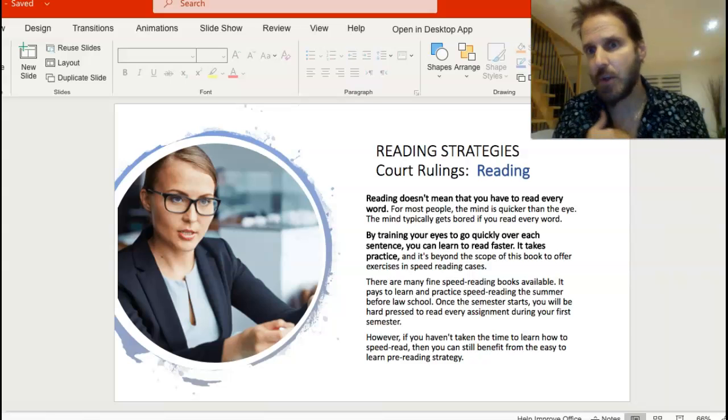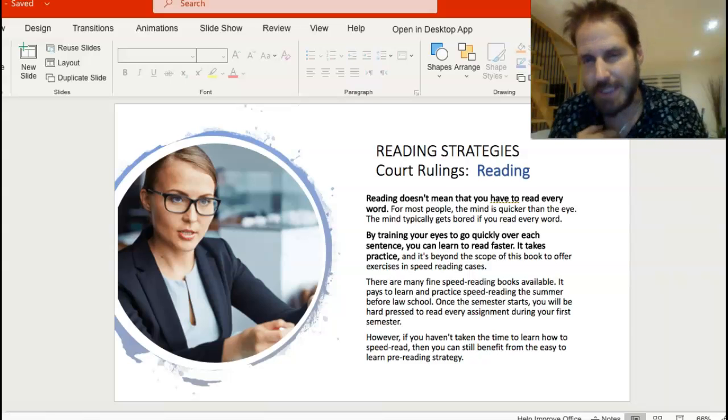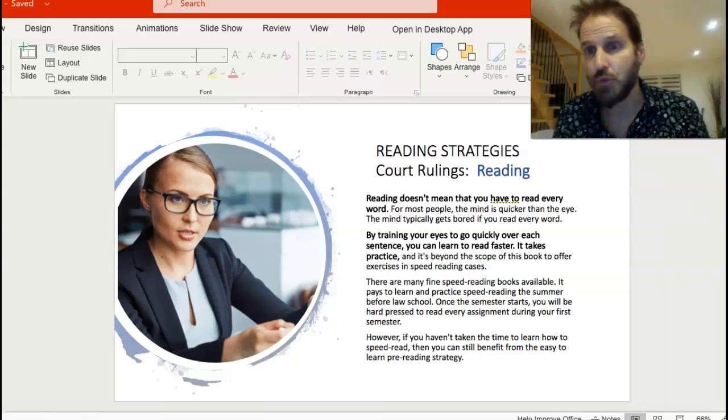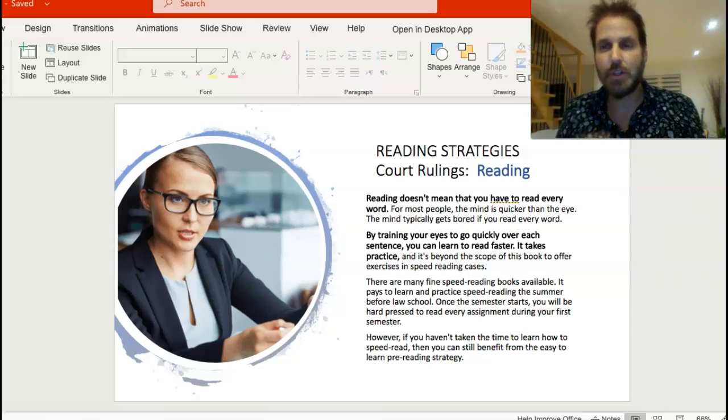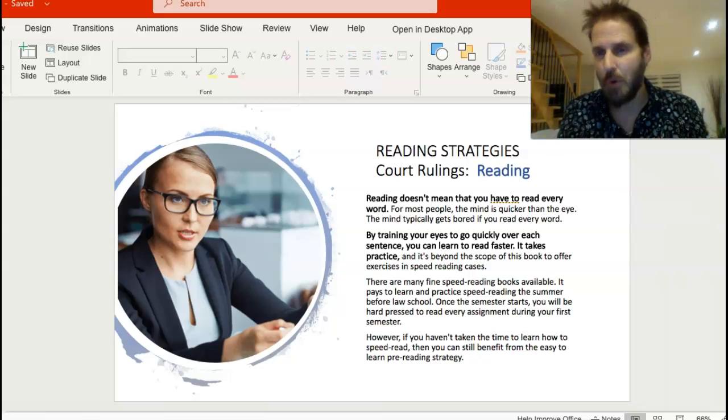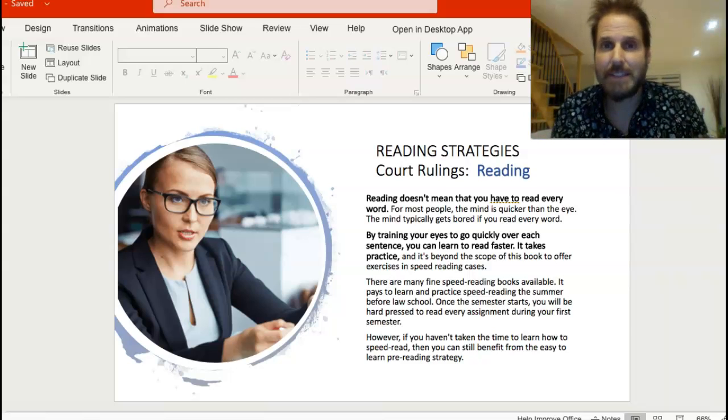Here is reading the court ruling, just reading per se. And reading doesn't mean you have to read every word, and that's understood. But I just tell you, and I think you've been told before, you've got to read fast, okay? Because in law, you have a lot of readings to do. In this course, you're not going to have a lot, but you're going to have enough. But you have to be able to read relatively fast, okay?